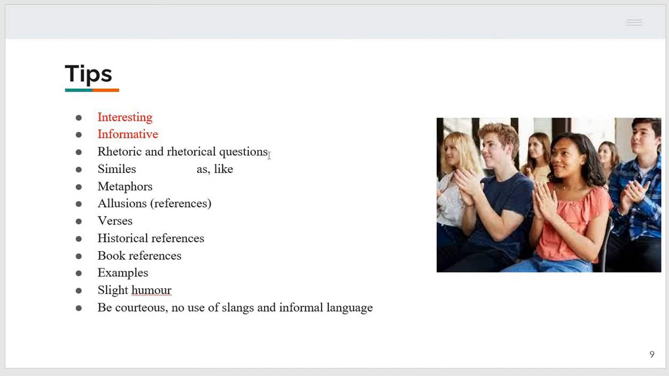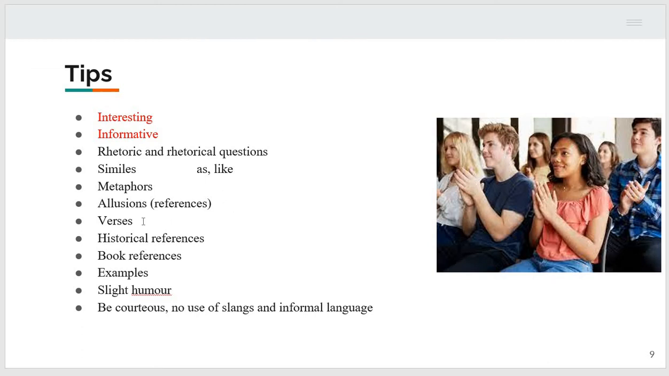Rhetoric and rhetorical questions and similes. Similes are expressed through as and like. Metaphors. Suppose if I say he is as brave as a lion, this is simile. If I say he is a lion, this is metaphor. Allusions mean references. If you give reference to Joseph's brothers, Hazrat Yusuf's brothers, that they have defeated their brother. So if you are discussing the bad acts of relatives, you can give the reference of Joseph's brothers. Or if you want to give some other miraculous achievement, you can mention some historical references.